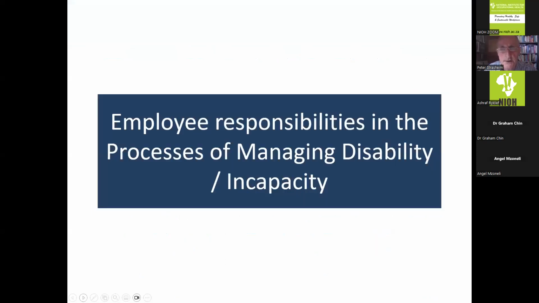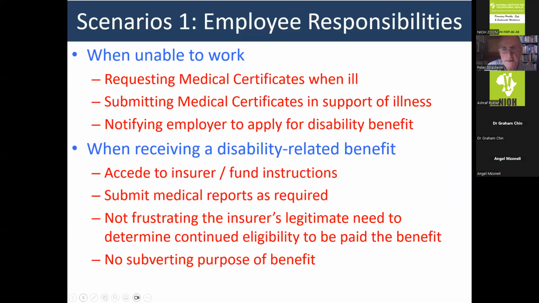Next slide, please. Now, the employee responsibility is not a one-way street where employers have duties and employees don't. The employee also has duties, and non-fulfillment of these duties is serious because the employee must participate in the process that the employer has a duty to fulfill. Here they are on the next slide.